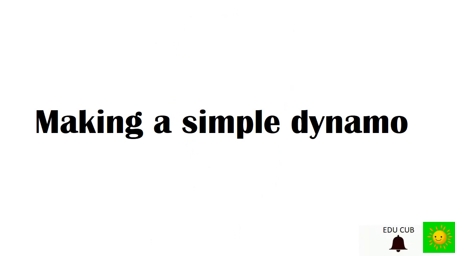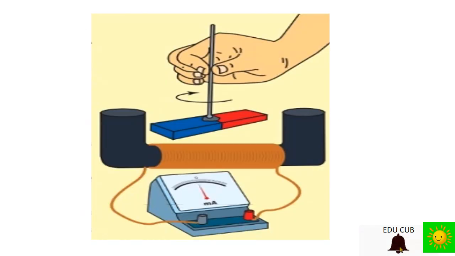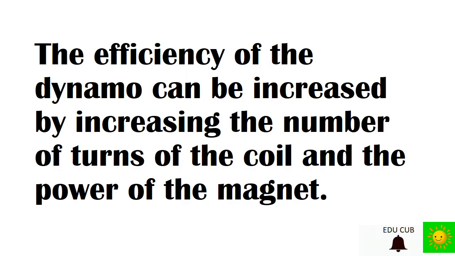Let's make a simple dynamo using these things. This is the simple dynamo which you can make using your laboratory equipment or homemade things. The efficiency of a dynamo can be increased by increasing the number of turns of the coil and the power of the magnet. The direct current and the alternating current.